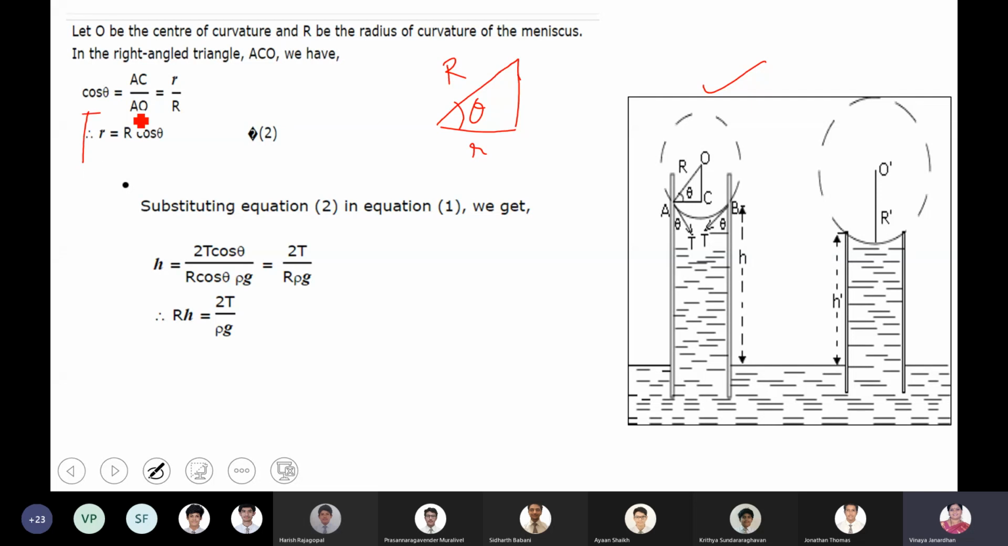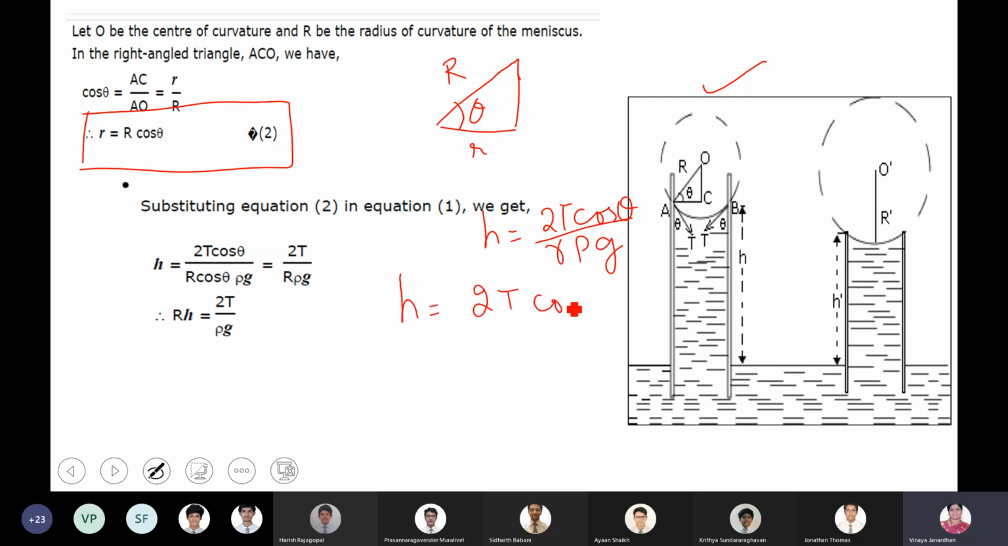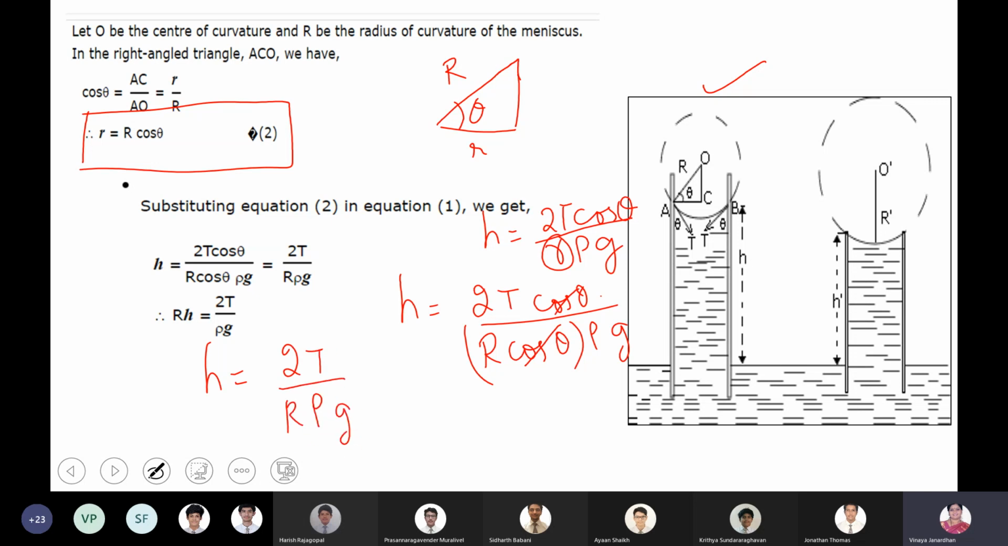So let us substitute the value of R in the previous one. What was that? H is equal to 2T cos theta divided by R rho G. When I'm substituting for R, this becomes 2T cos theta divided by R cos theta into rho G. So H becomes equal to 2T by R into rho G.